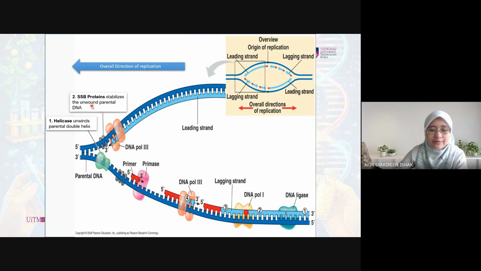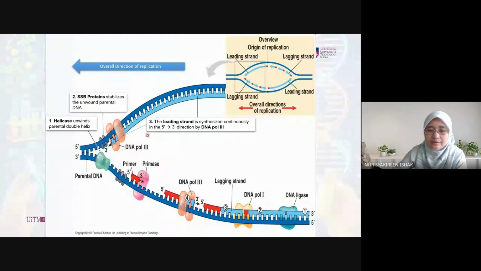Then we have another type of protein, SSB, single strand binding protein, which functions to stabilize the unwound parental DNA. The parental DNA is separated, and this prevents the two strands from rejoining and forming a helix again. The two strands are stabilized by the SSB.